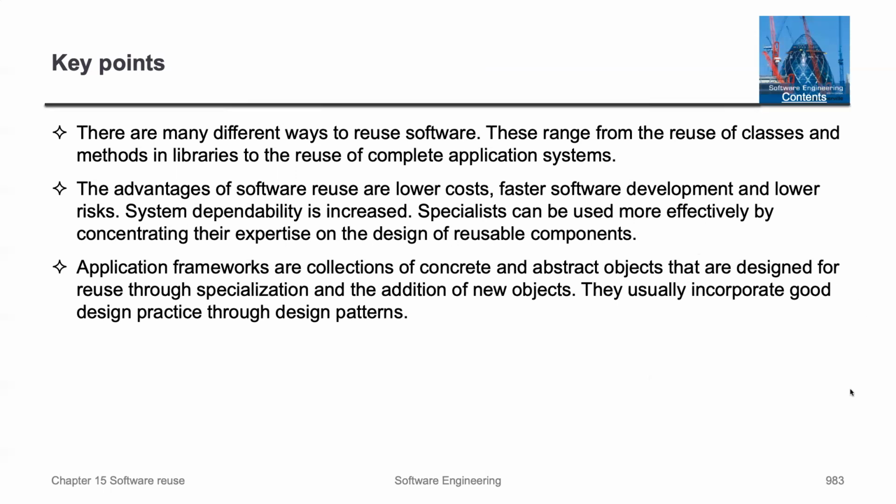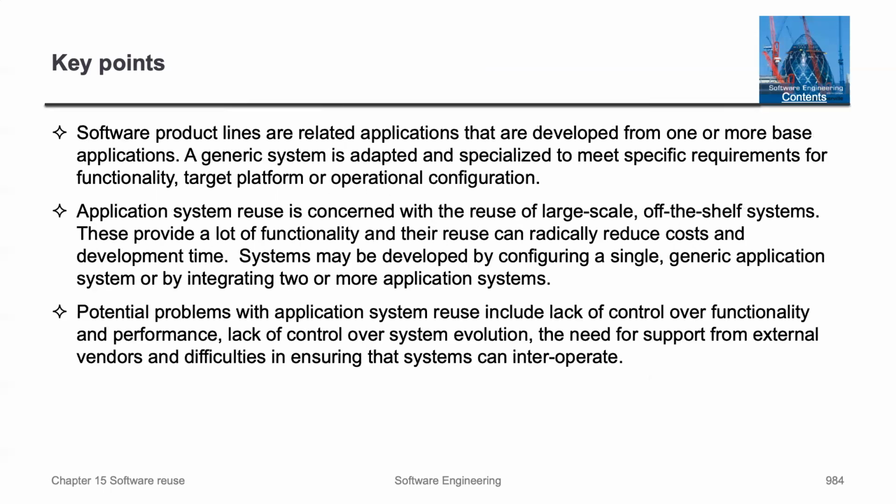Application frameworks are collections of concrete and abstract objects that are designed for reuse through specialization and the addition of new objects. They usually incorporate good design practices through design patterns. Software product lines are related applications that are developed from one or more base applications. A generic system is adapted and specialized to meet special requirements for functionality, target platform, or operational configuration.